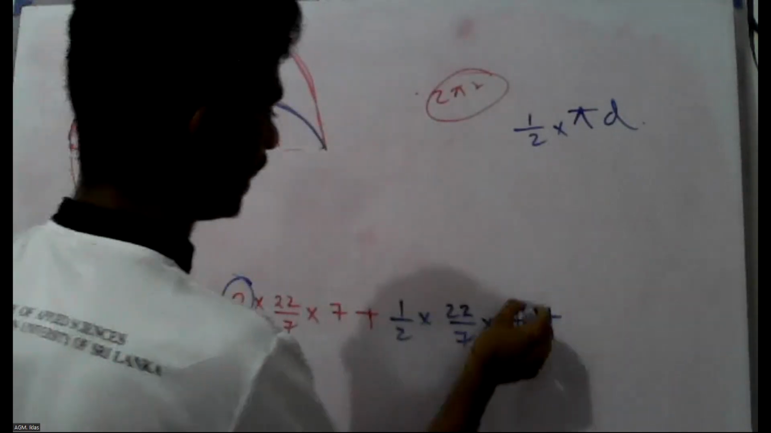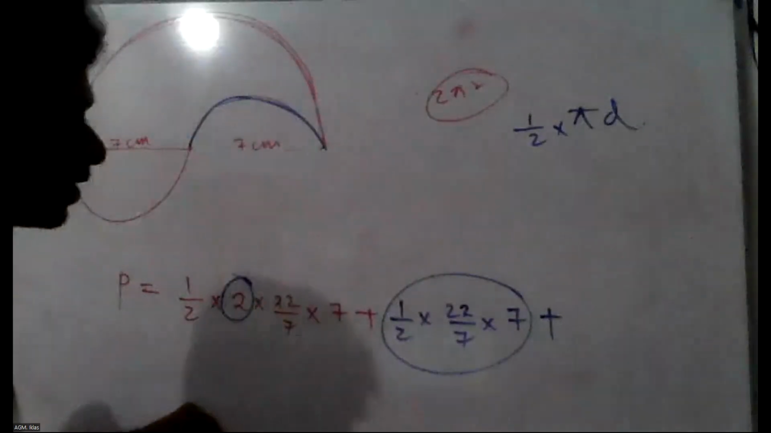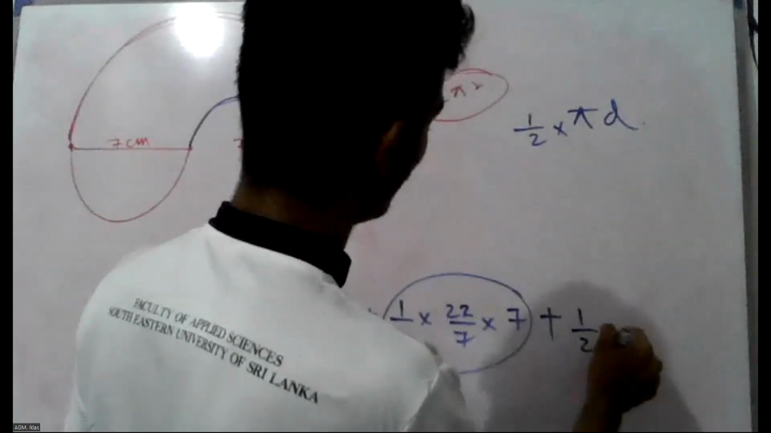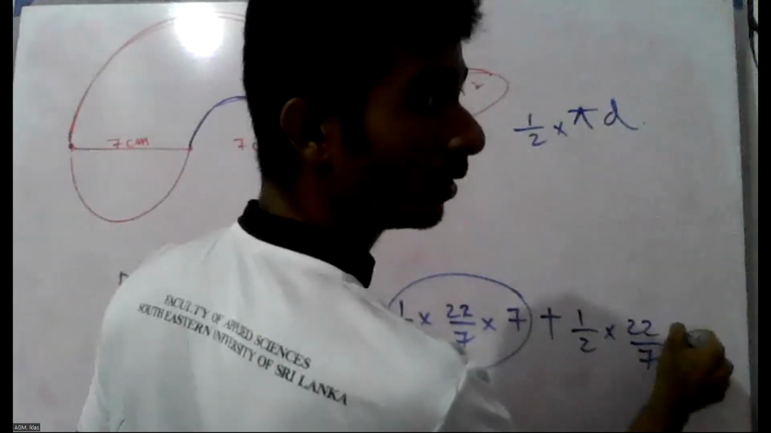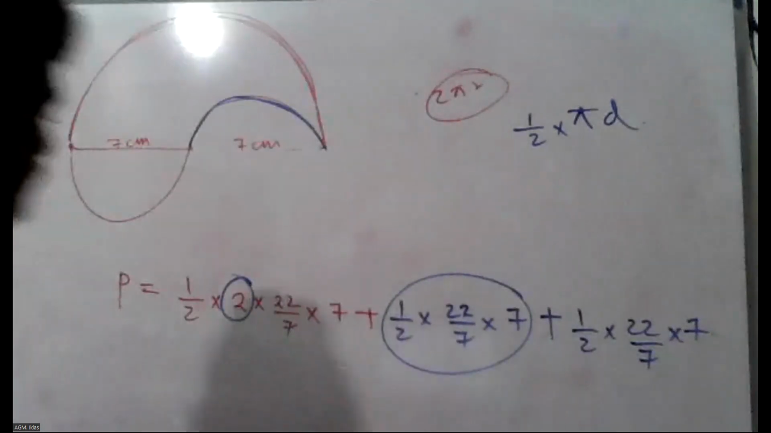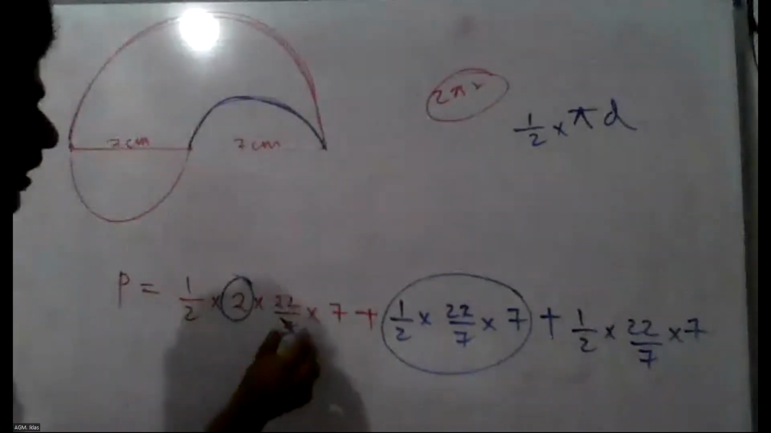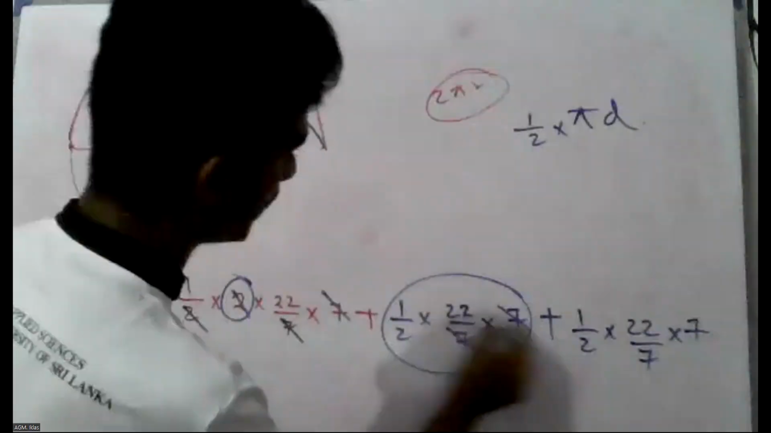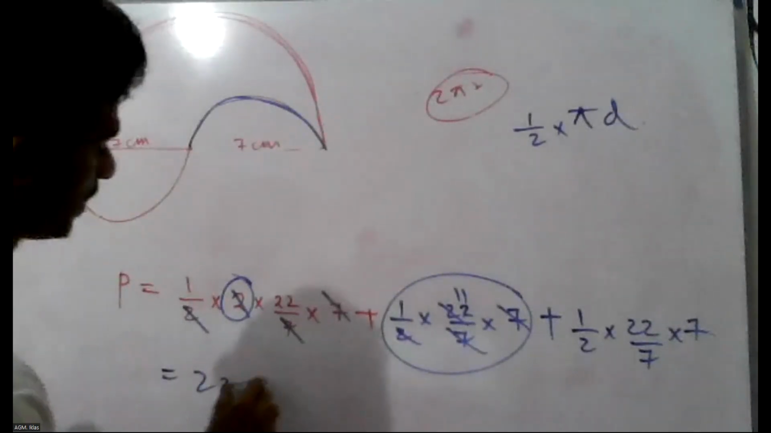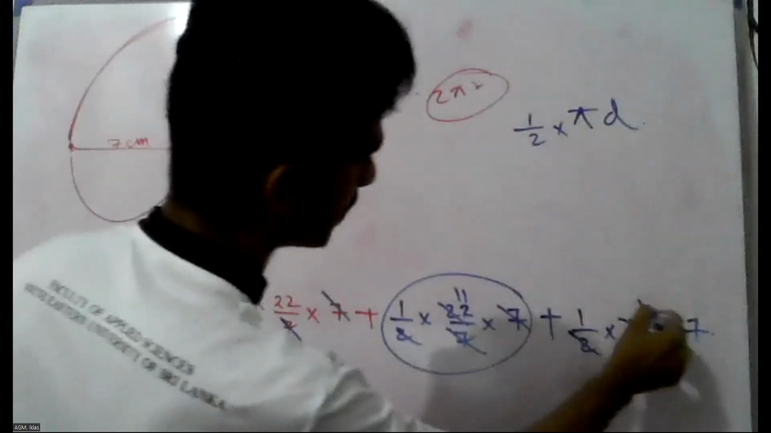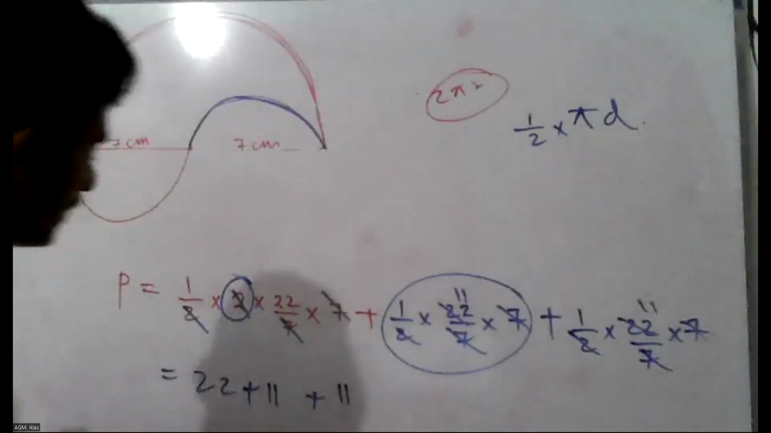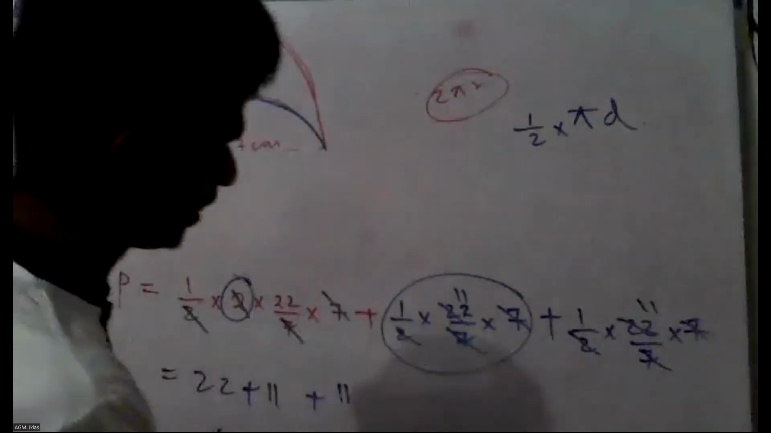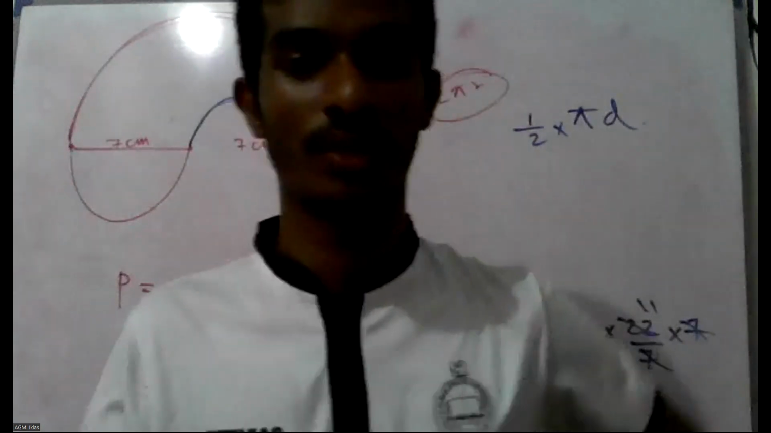So I have this portion 2 times. So I can either multiply this by 2 or else I can again write half into 22 by 7 into 7. So I can eliminate this and this and this, that is 22. Again, this and this, that is 11 plus 11 plus again this 11 is 11. So what is the answer? 22. So 44 centimeter is the answer. You can try the rest of the questions.